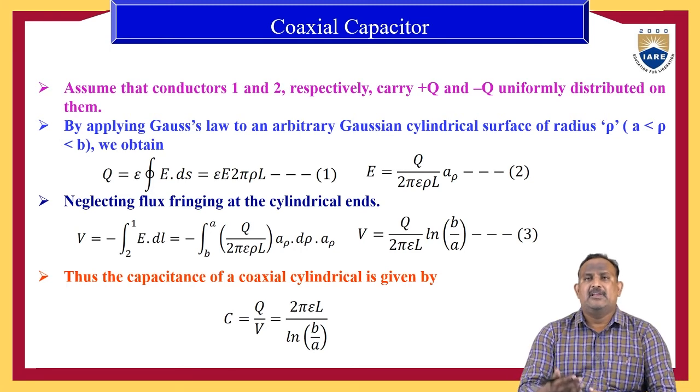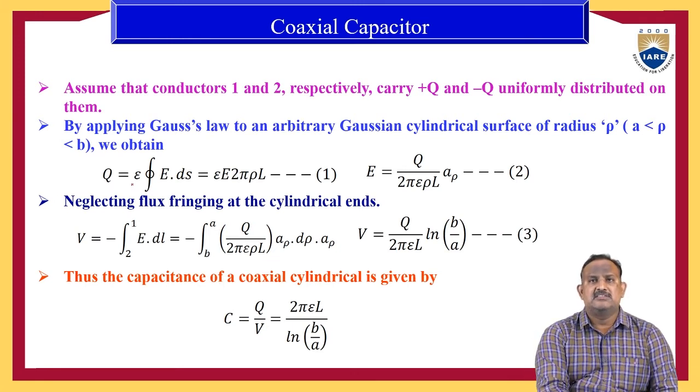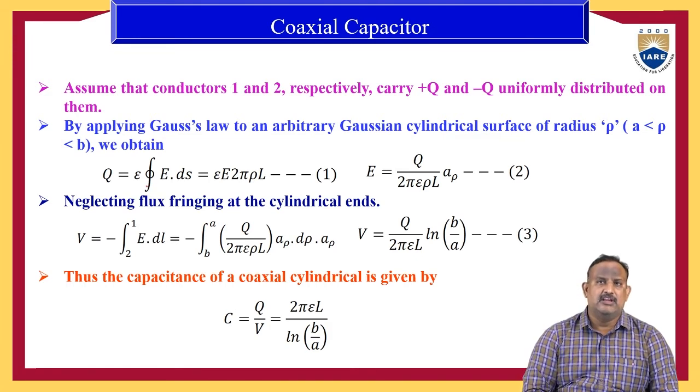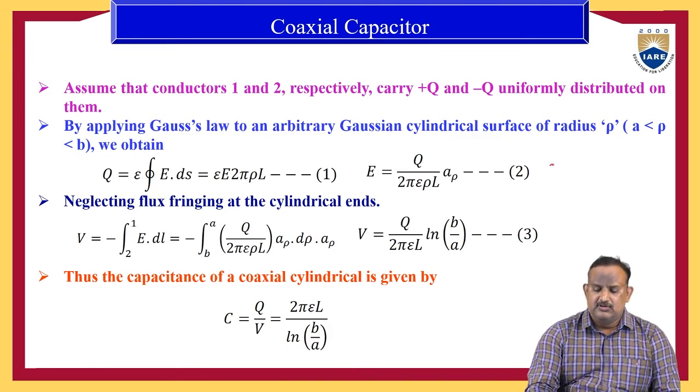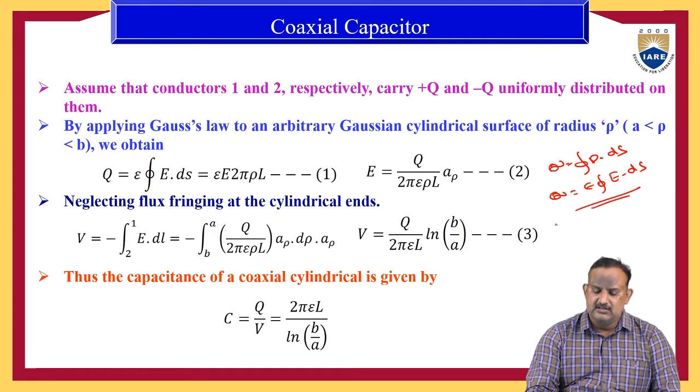Then if we apply Gauss law to the Gaussian surface, according to Gauss law the charge enclosed Q is equal to the flux enclosed, Q is equal to the integral of D dot dS, where D is nothing but epsilon E. Therefore Q is equal to epsilon times the integral of E dot dS.